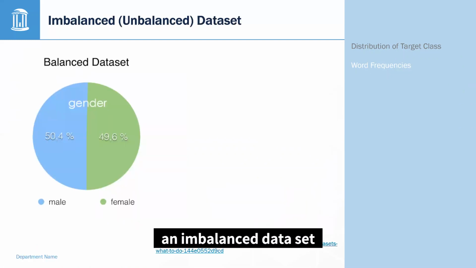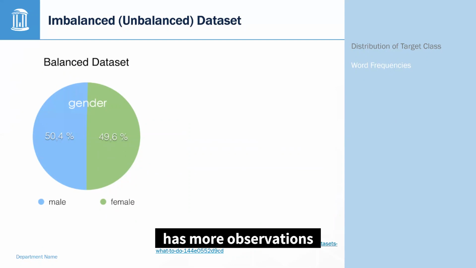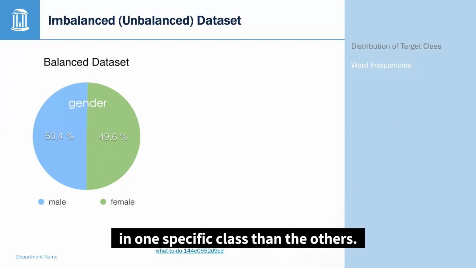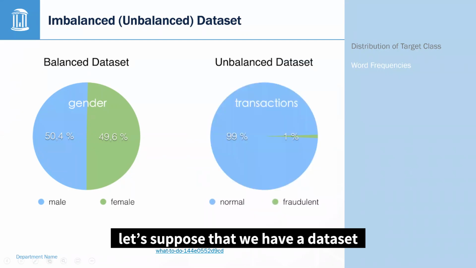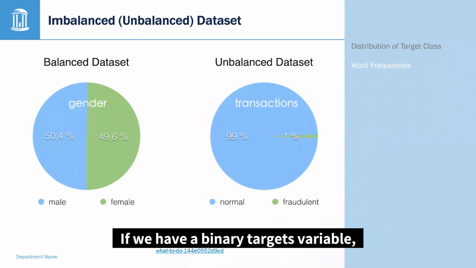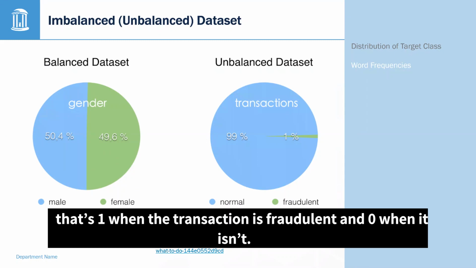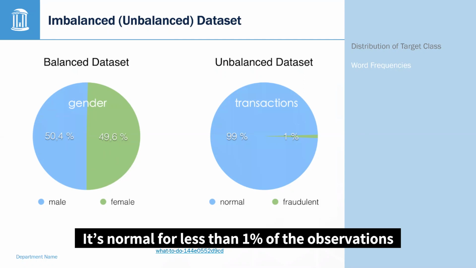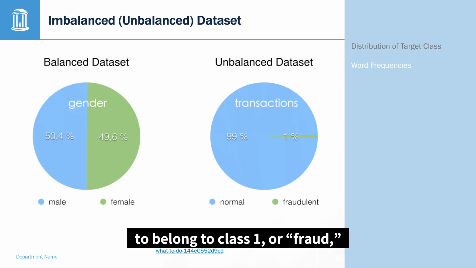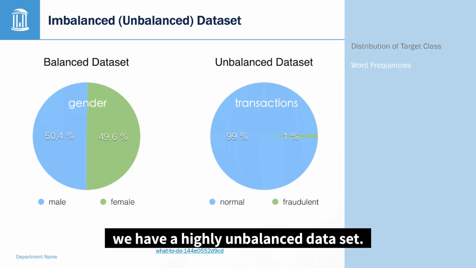In simple terms, an imbalanced dataset is one in which the target variable has more observations in one specific class than the others. Let's suppose that we have a dataset used to detect a fraudulent transaction. If we have a binary target variable that is 2 classes, that's 1 when the transaction is fraudulent and 0 when it isn't. It's normal for less than 1% of the observations to belong to class 1 or fraud than to class 0 or not fraud. In this case, we have a highly unbalanced dataset.